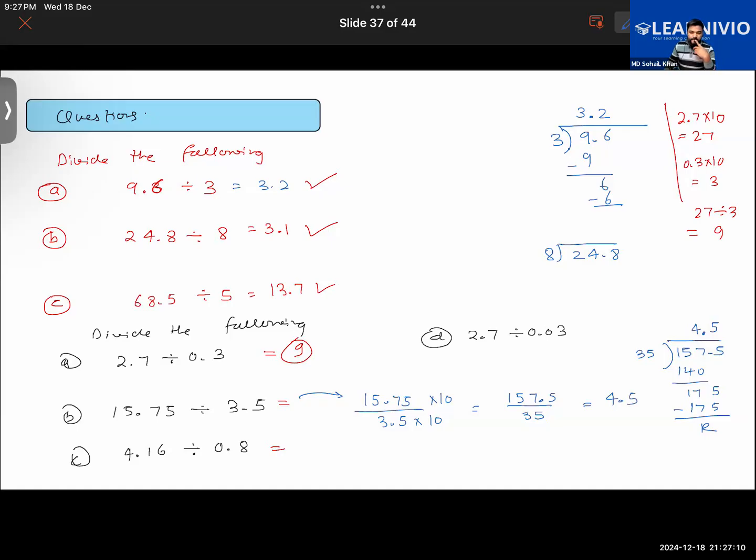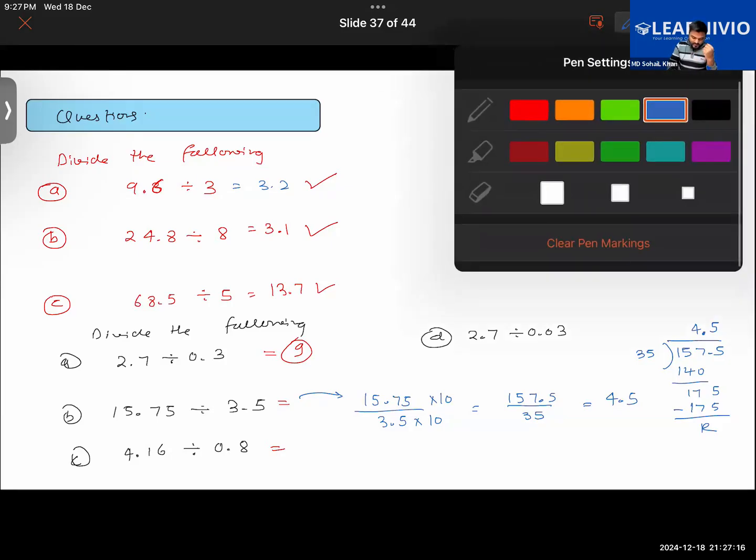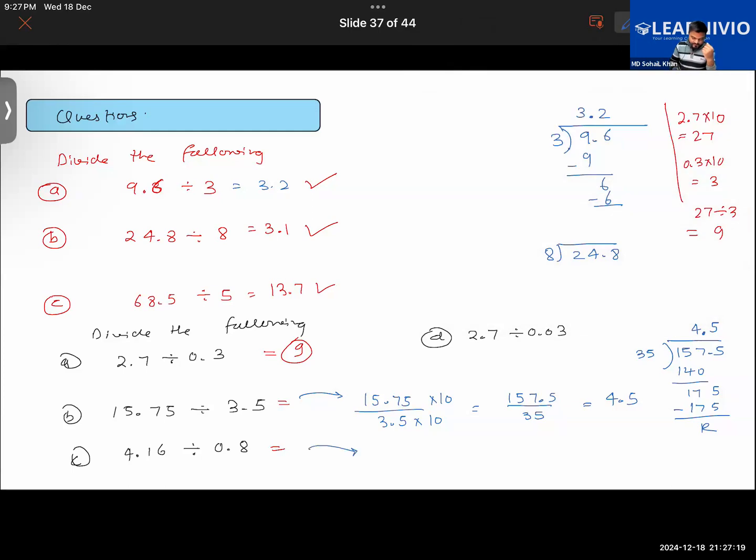Okay. I hope you are getting it. Let me check for the third one also, what you were answering. For this, what were you getting? 5.2, right? Tell me, did you multiply both of them by 10 or 100? 10. It has to be decided based on the number of decimal places in the divisor, no? It has one decimal place, so we are going to multiply both of them by 10. So that is 41.6 upon 8.